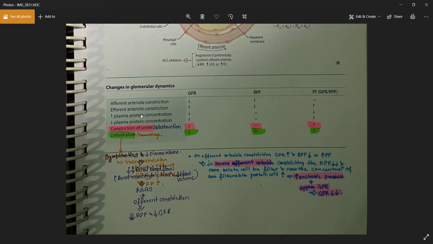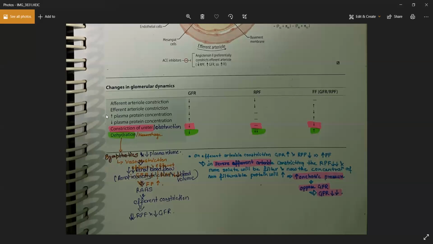If you increase the plasma concentration of the proteins, like the albumin, for example, then the presence of a protein or a solute in the blood will oppose the filtration, right? Yes. So if you increase the protein concentration in the plasma, it will oppose my GFR, it will decrease the GFR, the renal plasma flow will remain the same, and you will have a decrease in the filtration fraction.